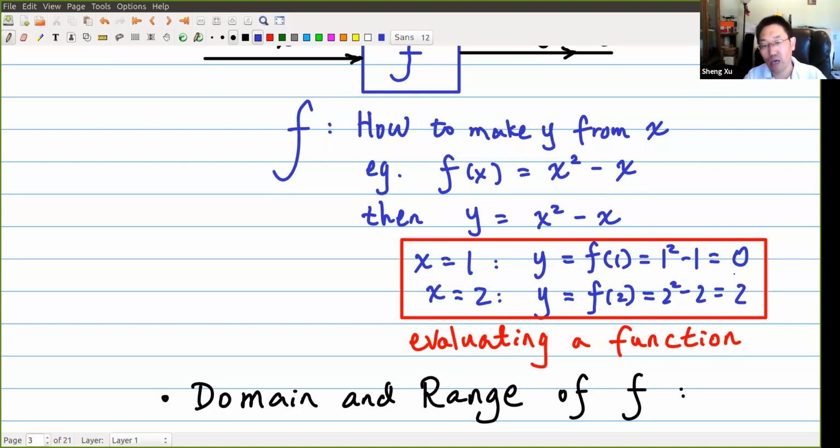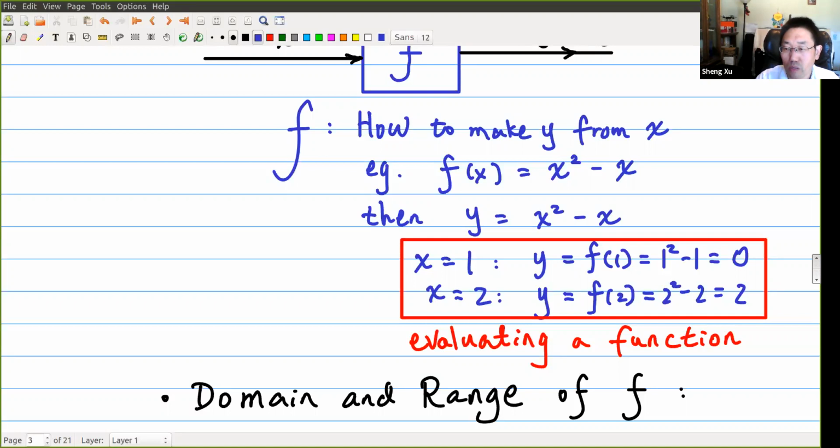Similarly, if you let X equal 2, then the output will be F of 2, which is 2 squared minus 2, and you get 2. So input 2, output would be 2. This is called evaluating a function, right? Give me a function, and now you can give me some input, and I can tell you what the output is. That's called evaluating a function. Okay? Any questions so far about the definition of a function? Okay, no questions.